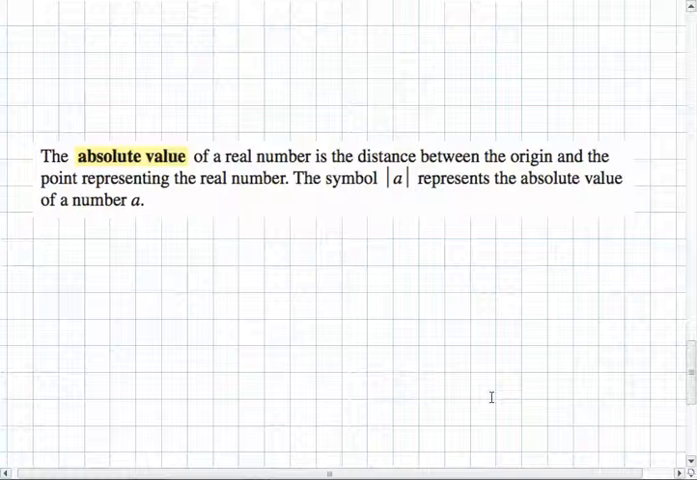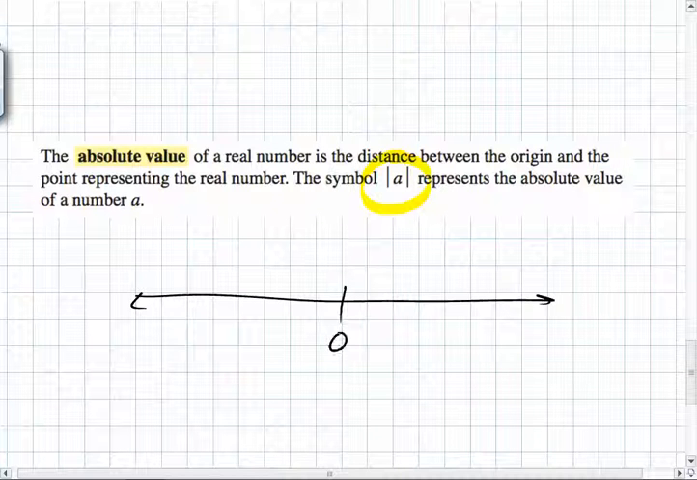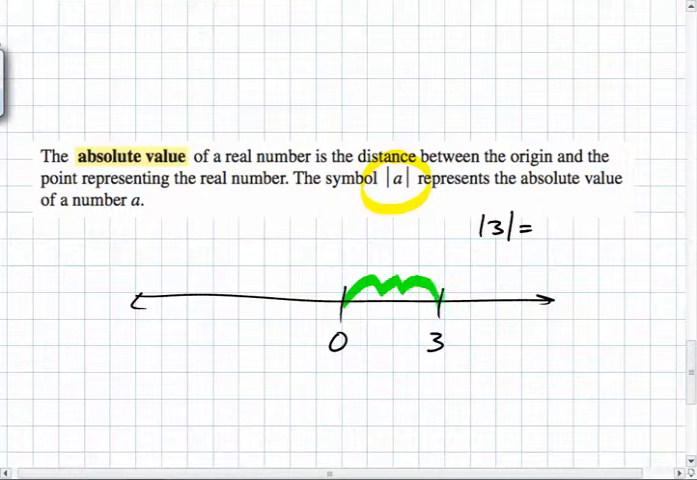The absolute value of a real number is the distance between the origin and the point representing the real number. The symbol A with the bars around it right there represents the absolute value of a number A. So for example, I could have the number 3. The absolute value of 3 would be its distance from the origin. The distance in this case is right here. As you can see, the distance is 3. So the absolute value of 3 is 3.